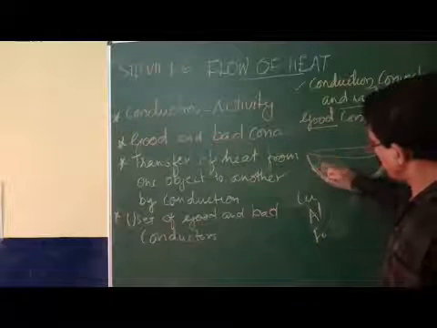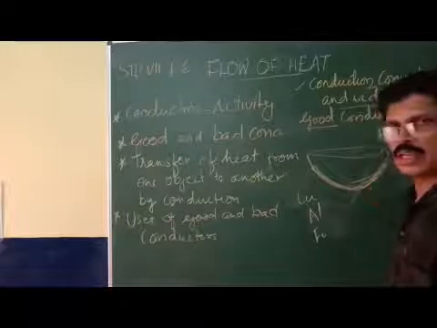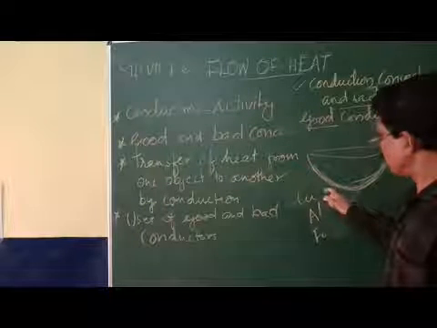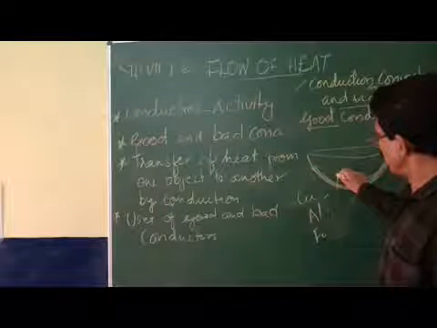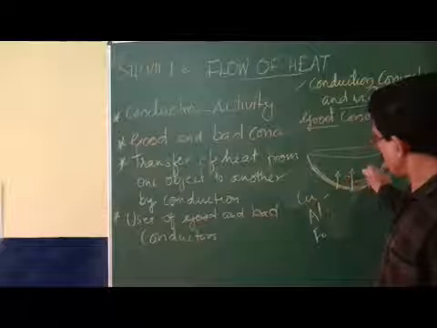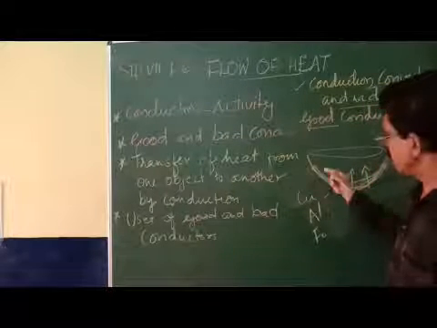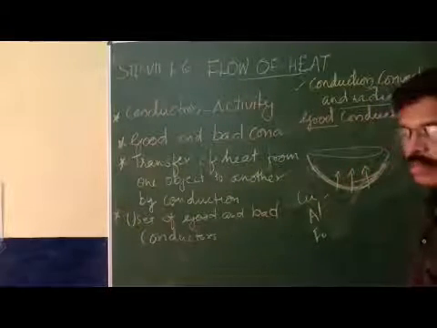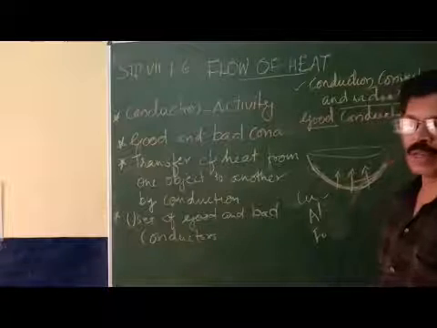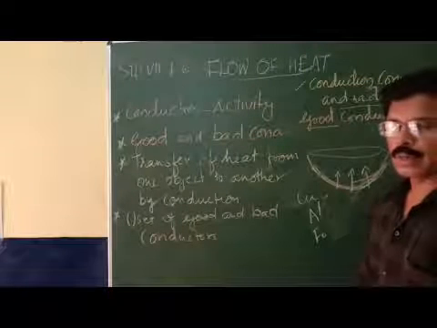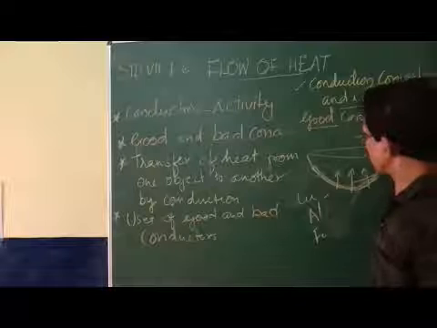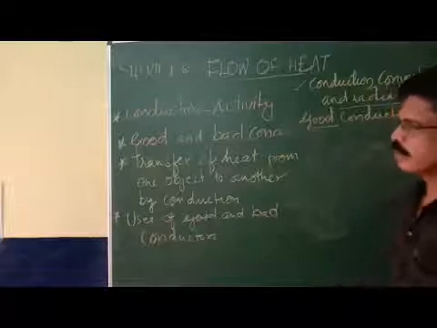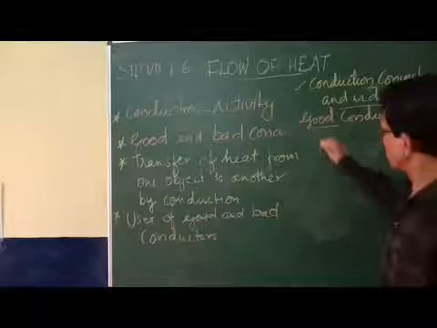The bottom of the vessels, the cooking utensils, are coated with these metals. This makes the heat transfer very easily. So the base of the utensils is coated with metals, which makes the utensils conduct or transfer the heat faster. So that is the first use of the conductors.